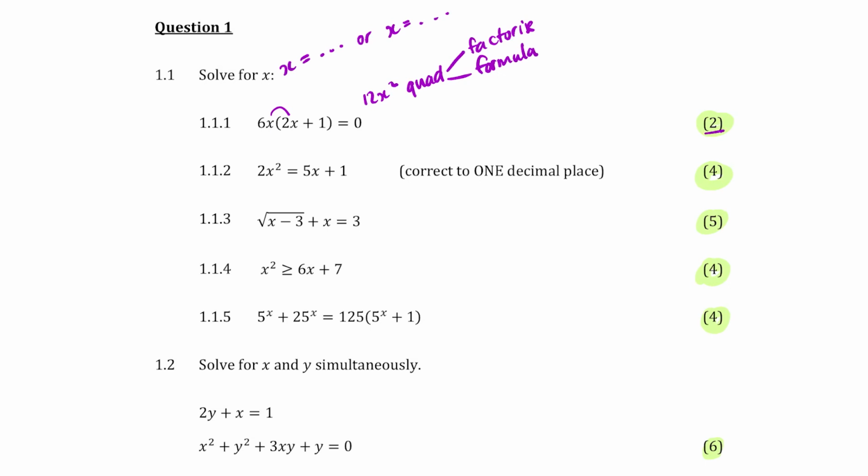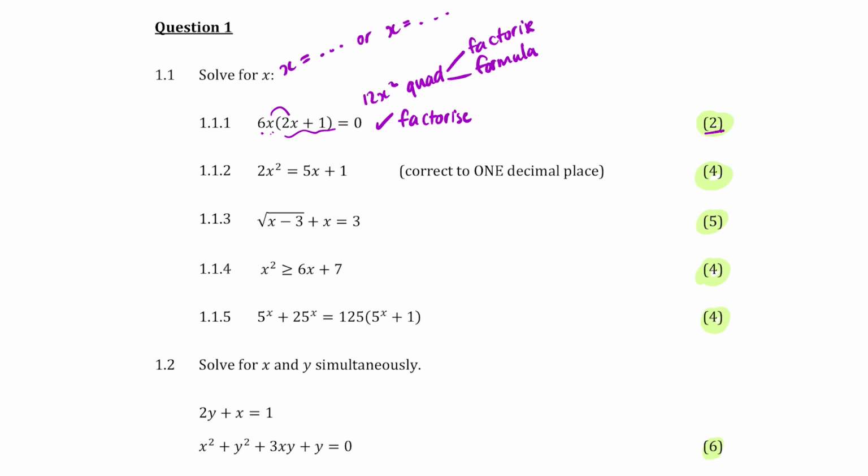It's only 2 marks. And if you take a second look and you look closely, you realize that this was already factorized. Your factors are 6x and 2x plus 1. In which case, you're looking for: does the first factor 6x equal 0, or does the second factor 2x plus 1 equal 0? That's why it's only 2 marks. So just look at the question with the mark allocation and see how much work is required.